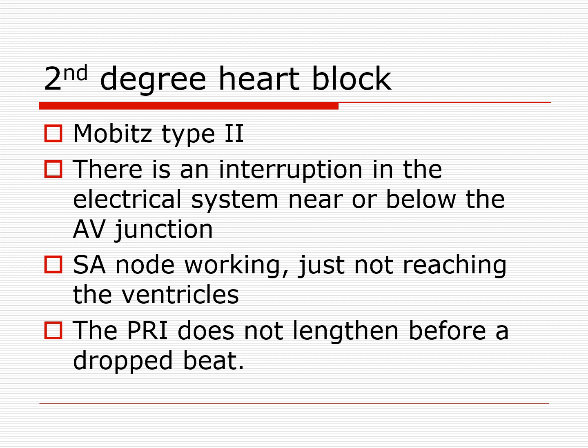All right, moving on to Mobitz type 2. So this is second degree type 2. In this one here, there's just an interruption in the electrical system near or below the AV junction. The SA node is working, it's just not reaching the ventricles. The PRI does not lengthen before a dropped beat. Okay, it just drops. So when we talk about our little story again, the wife, the P wave, is waiting at home. Sometimes the husband comes home and sometimes he doesn't. When he does come home, it's always at the same time.